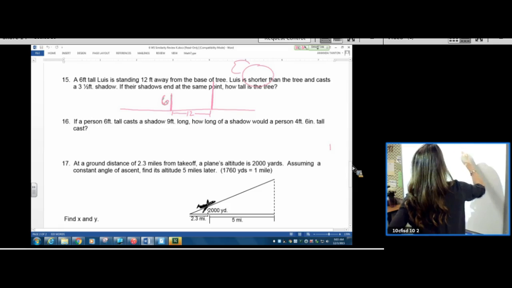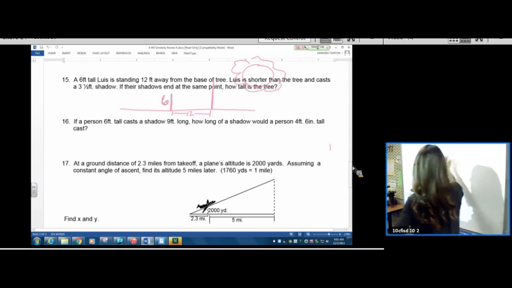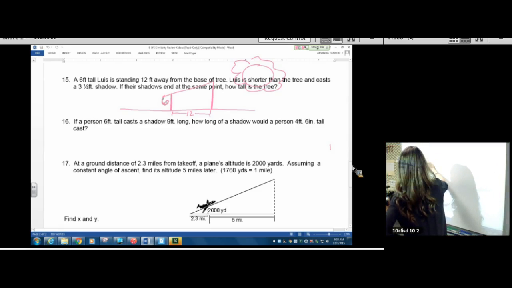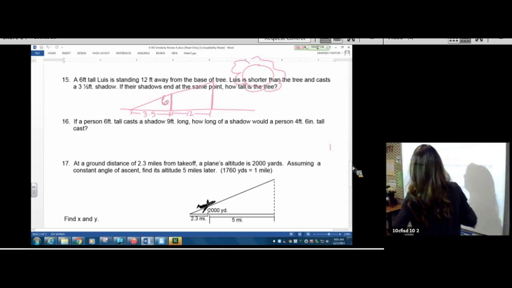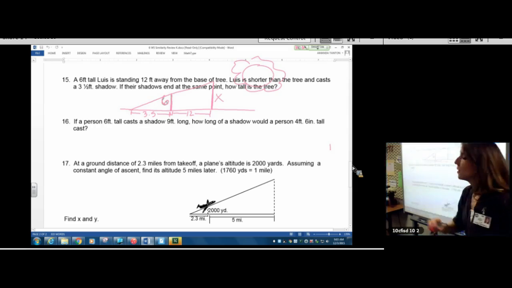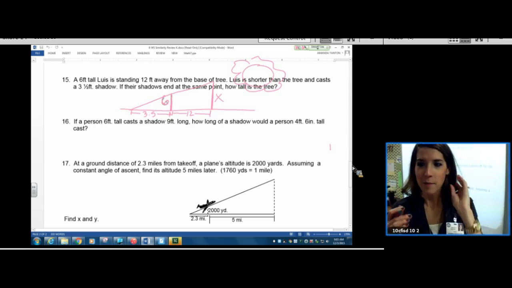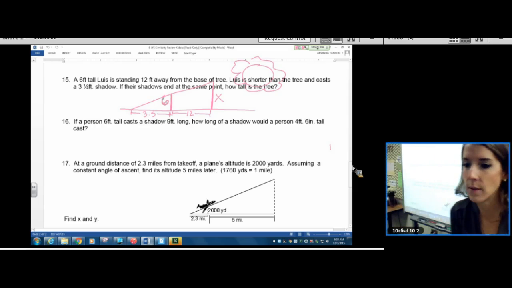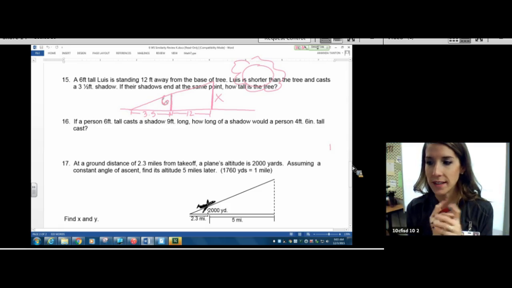This is going to be my sun. Oh, that's a bad sun. Looks like a flower. We did this one in our notes, I remember. So his shadow is 3.5, like this. If their shadows end at the same point, how tall is the tree? So we really have a triangle inside a triangle. They're similar because of angle, just trust me. And we need to find the height of the tree. So we're going to set up a proportion. This is why I don't teach art.